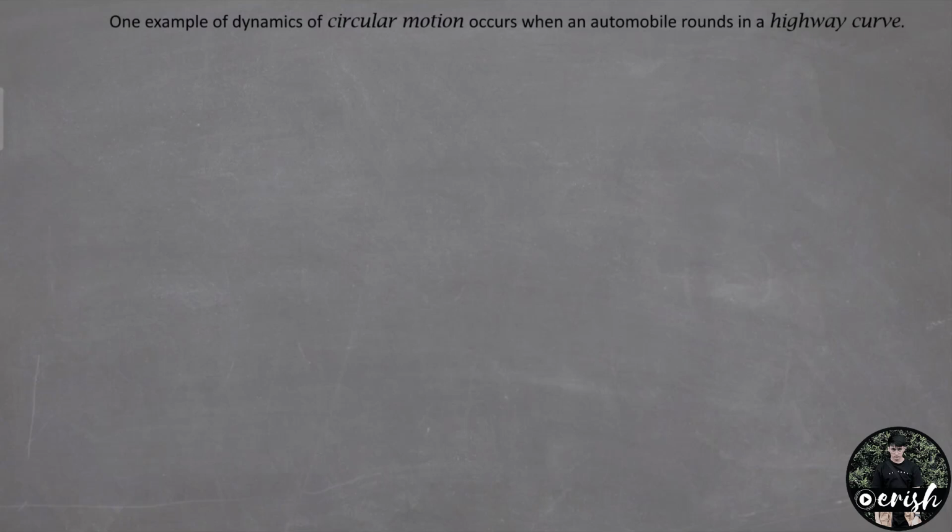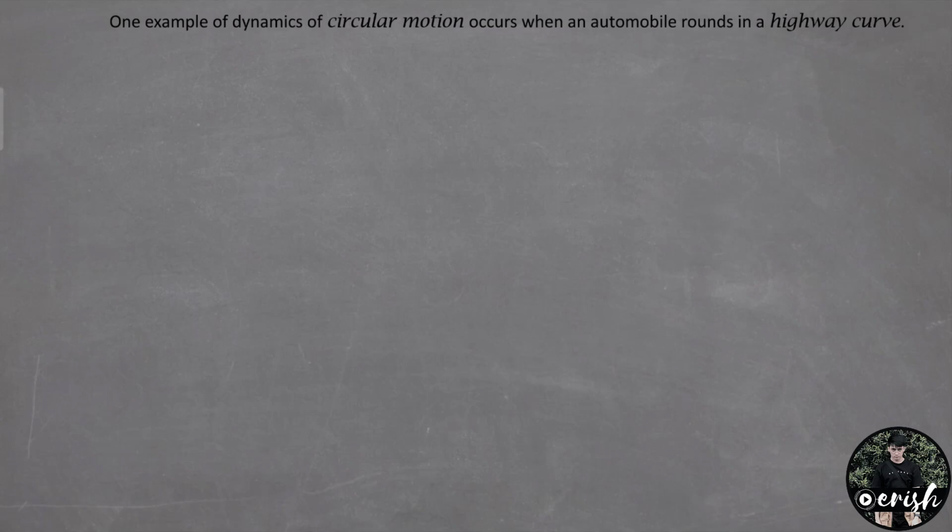One example of dynamics of circular motion occurs when an automobile rounds a highway curve. In such cases, the passenger inside the vehicle or automobile may feel what we call an outward force, or a force that pushes him in his right direction.